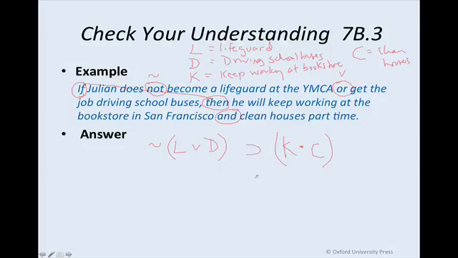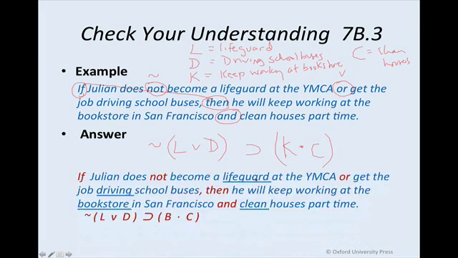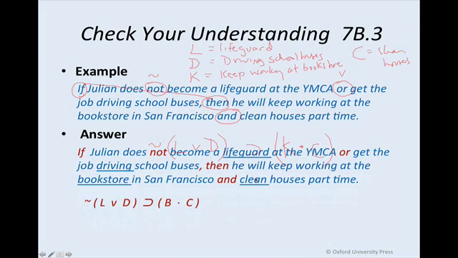Okay, let's see what we've got. And don't forget, it may be the case that there is a different capital letter notation for each of the simple sentences. So we've got negation, L, disjunction, D, horseshoe, B for keep working at the bookstore in San Francisco, and C for cleans houses part-time.